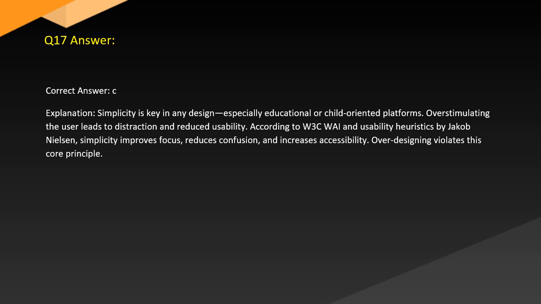Answer. Correct answer: C. Explanation. Simplicity is key in any design, especially educational or child-oriented platforms. Overstimulating the user leads to distraction and reduced usability. According to W3C and Usability Heuristics by Jakob Nielsen, simplicity improves focus, reduces confusion, and increases accessibility. Overdesigning violates this core principle.